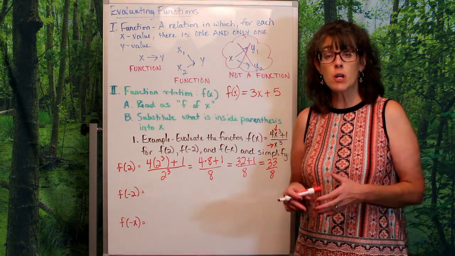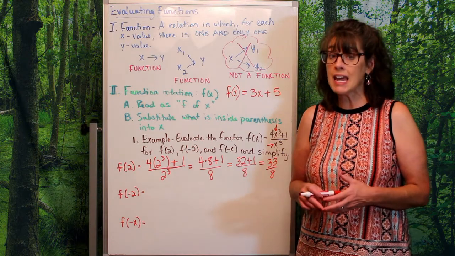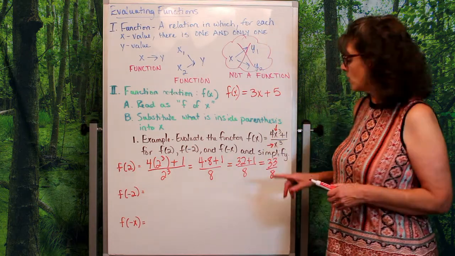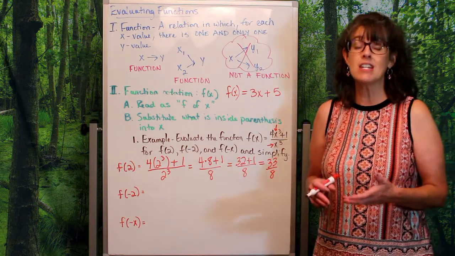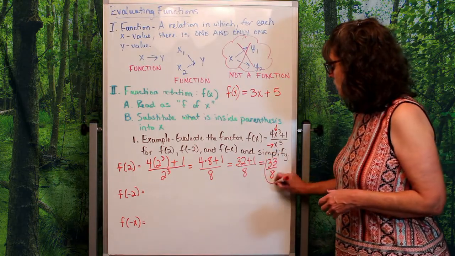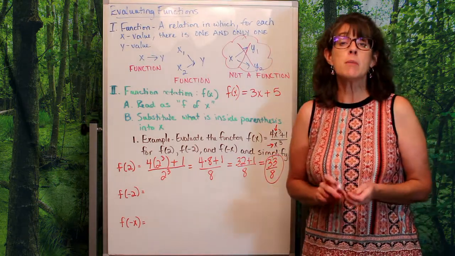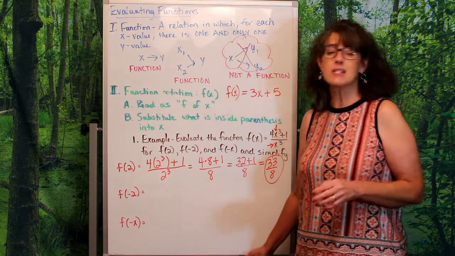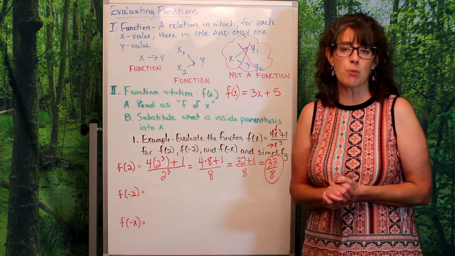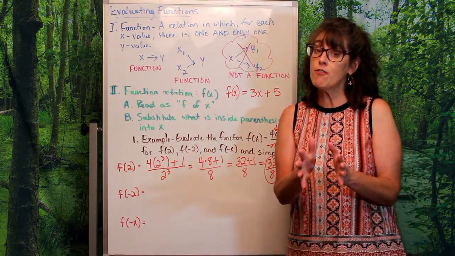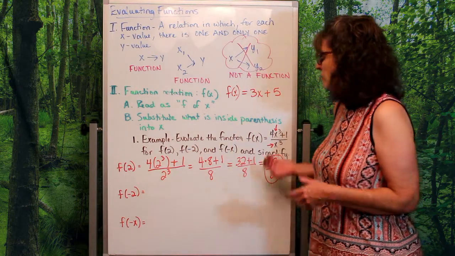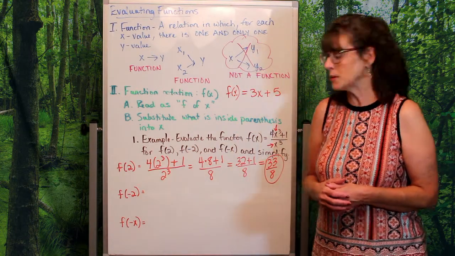8. Is there a number that will go into both 33 and 8? No, because the only number that will go into 33 is 3 and 11. Neither one of those will go into 8. So this is simplified. And remember, we don't care at this point about mixed numbers. We're perfectly fine with improper fractions. Always simplify a fraction if you can. Always do that. But just don't worry about turning it into a mixed number.